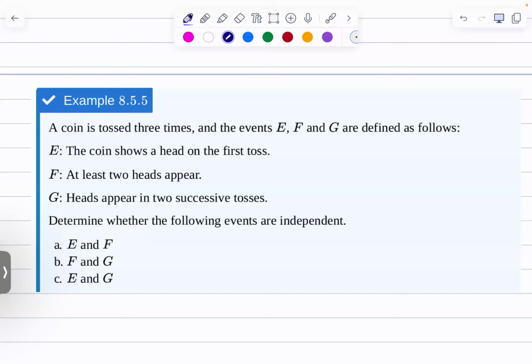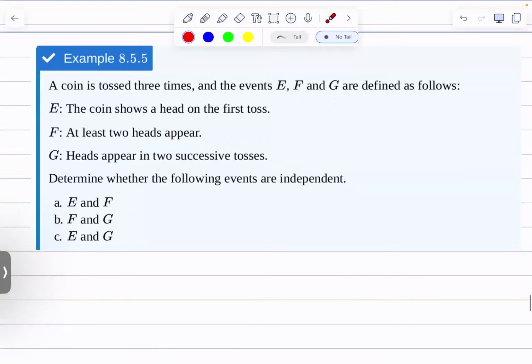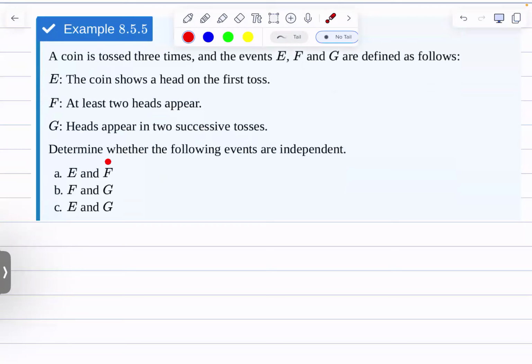If a coin is tossed 3 times and the events E, F, and G are, E is that the coin shows a head on the first toss, F is at least 2 heads appear, and G is heads appear in 2 successive tosses, right? A couple of ways that we could have that happen. And we want to determine whether the following events are independent.